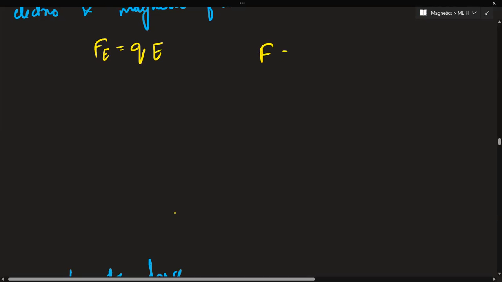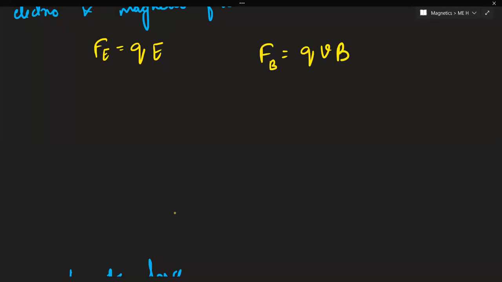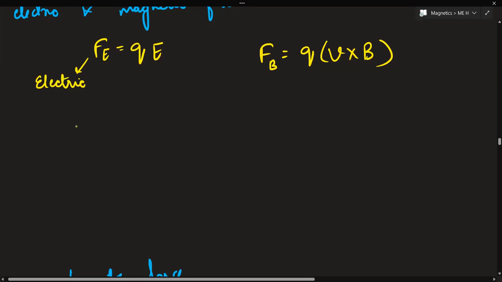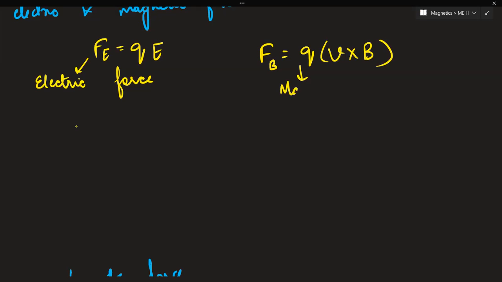What did we study now? Magnetic force was QVB, or let's write QV cross B. This is the electric force. Because electric field exists, so obviously electric force will come into action. Magnetic field exists, so we will be having magnetic force as well. Now, the resultant Lorentz force that you will get this time.